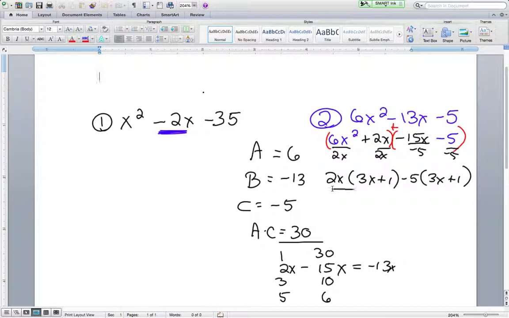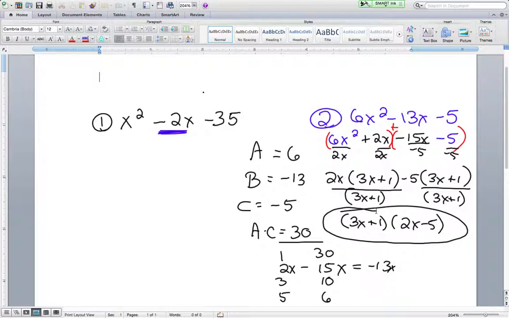Ooh, I like that. There's a same factor, a common factor of 3x plus 1. And I'm going to factor him out. And then I'll have the quantity of 3x plus 1 times the quantity of 2x minus 5. And there you go. It's factored completely.